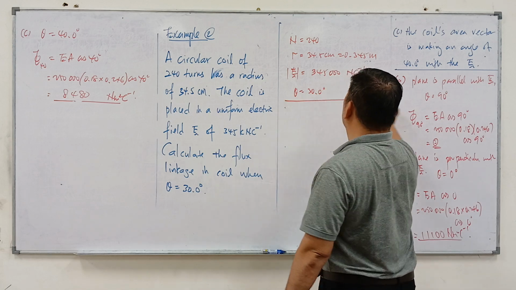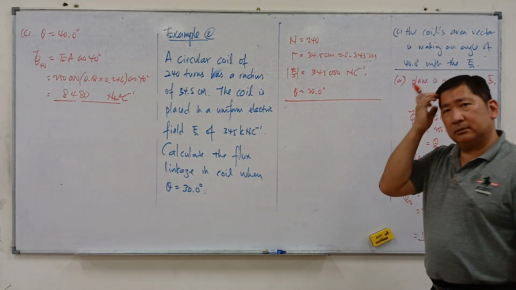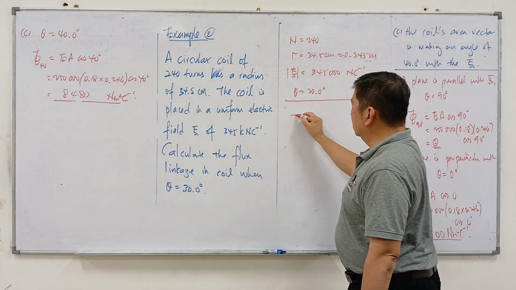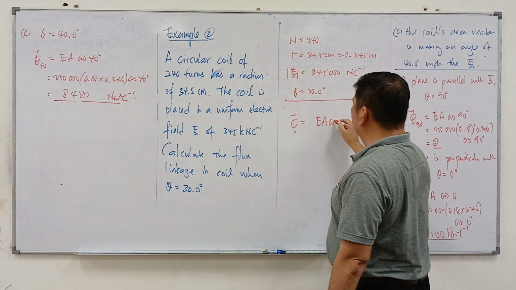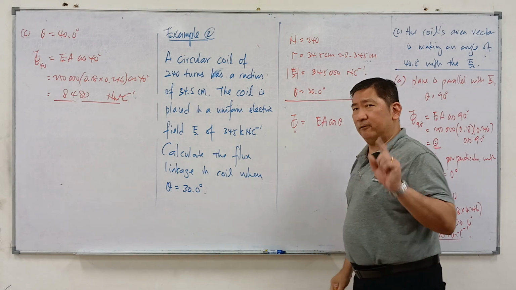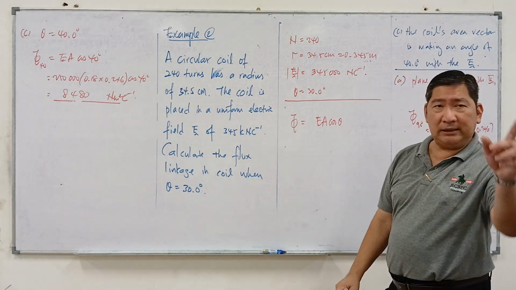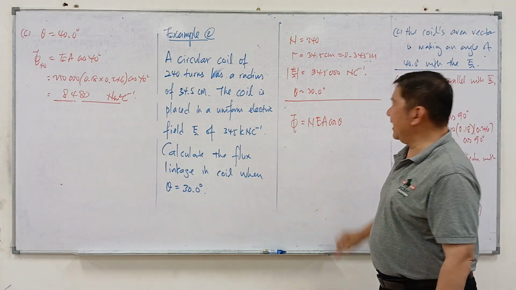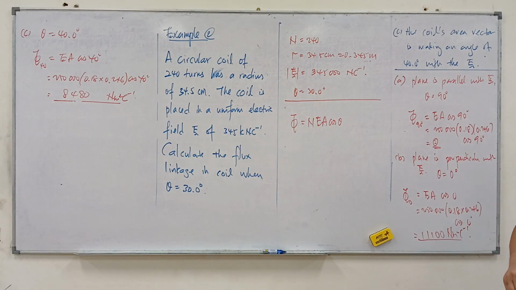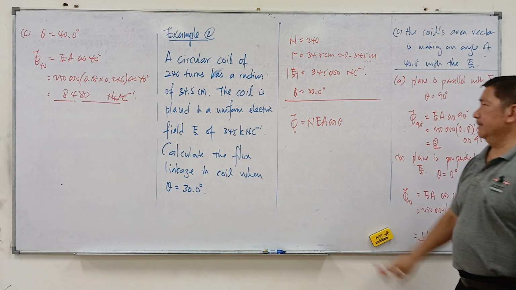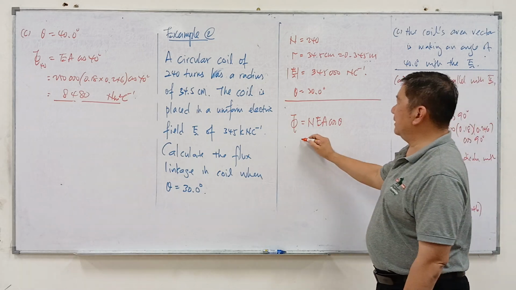Okay, so what is the formula that we use? Phi is equal to EA cosine theta, but that one for one single turn, right? If you want to do one go, you multiply by N. So it becomes NEA cosine theta. The previous question just now, our N is equal to 1, so that's why we don't put it in there. Okay, so now we can put in the value and calculate.